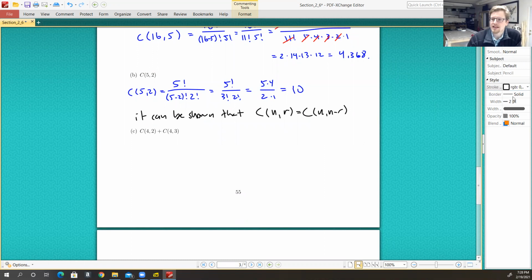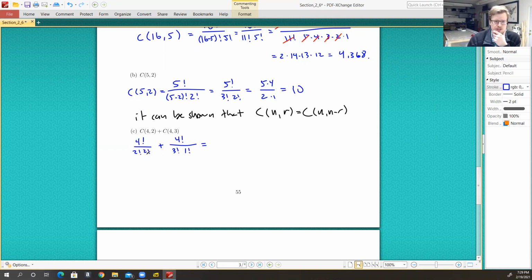So what about this last example here? Let's see. We have combinations of 4, have 4 elements, choosing 2 of them. That would be 4 factorial divided by 2 factorial times 2 factorial, plus 4 elements choose 3, so 4 factorial divided by 3 factorial times 1 factorial.